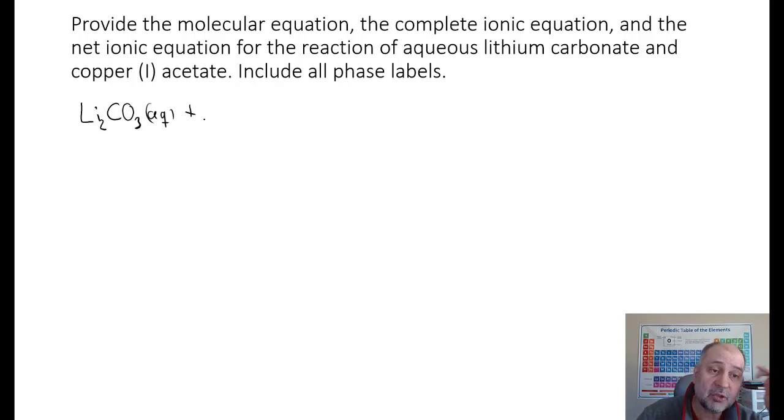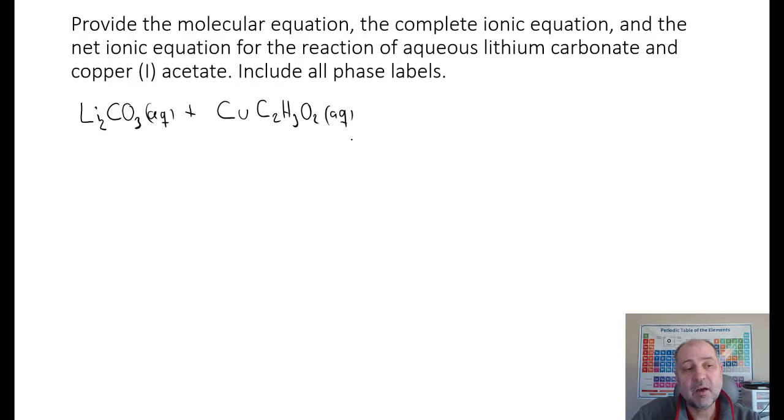In the other solution, we have copper ions and acetate ions. And the Roman numeral, of course, indicates that this is copper 1. Acetate is -1, C2H3O2. So this is in the 1-to-1 ratio, and we're good. So we have copper acetate here, aqueous.